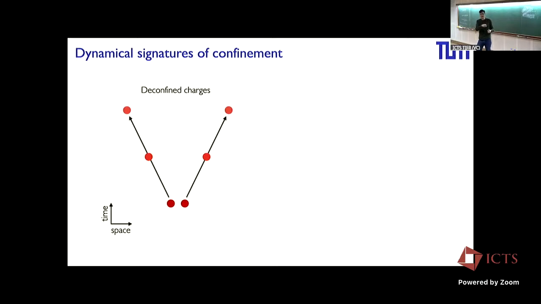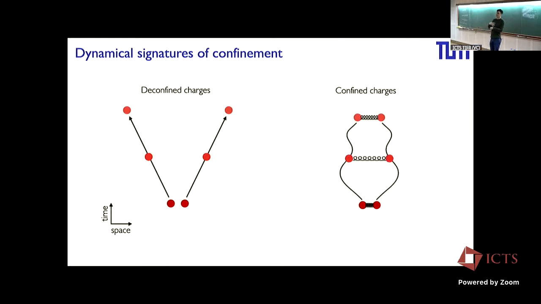If they are deconfined, they would just move apart because they don't have any potential holding them back. If they're confined, they would be more like a string sloshing back and forth. And this is the signature which we want to measure in the end, on top of these approximate ground states.